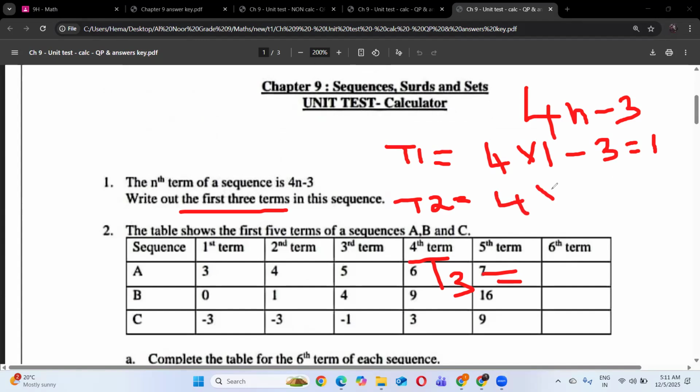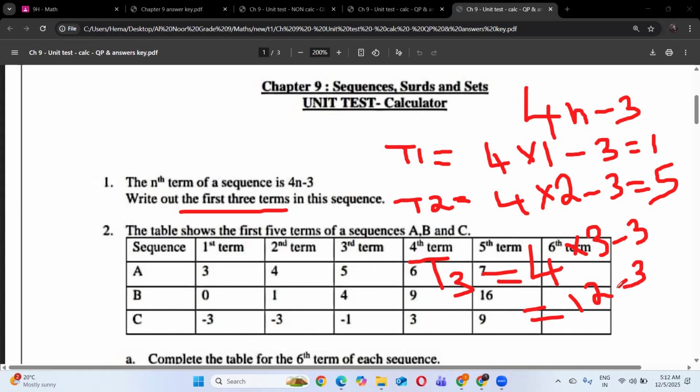For the second term, in place of n, you will write 2 because you are finding the second term. 8 minus 3 will be 5. And for the third term, writing 3 in place of n, with everything else the same: 4 times 3 is 12, 12 minus 3. This worksheet is a calculator worksheet, so you can use a calculator. It will be 9. So the first three terms are 1, 5, and 9.